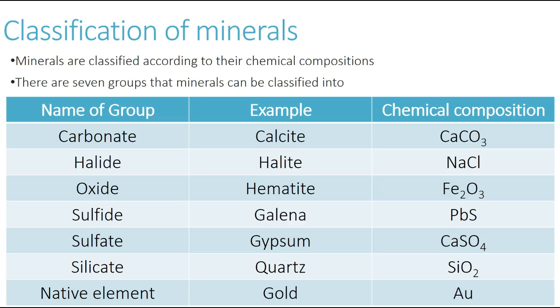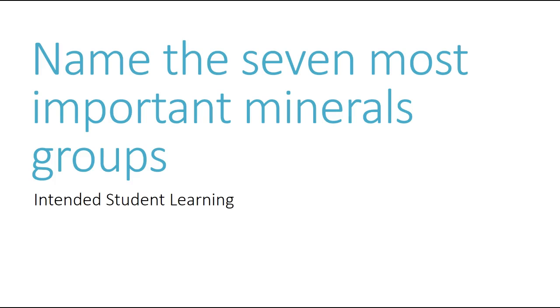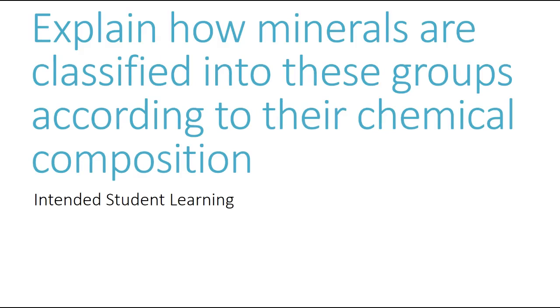Now, native elements such as gold tend to be quite rare because elements usually combine with the air or water to form compounds. However, only 6 elements occur in the Earth's crust as pure elements. Gold, copper, and silver are some to name. And so gold, for example, is always found by itself because it is very chemically stable and doesn't react with anything. So now you should be able to name the 7 most important mineral groups. And you should be able to explain how minerals are classified into these groups according to their chemical composition.